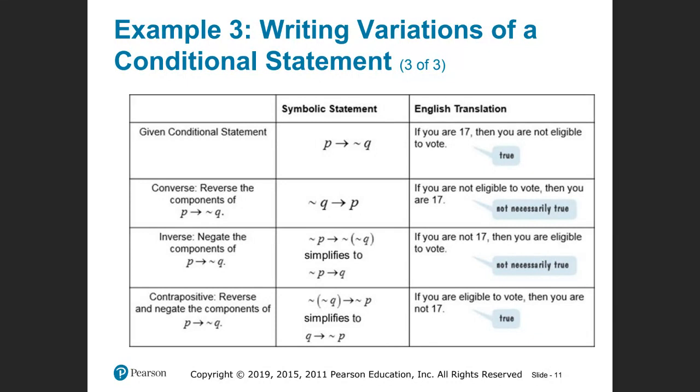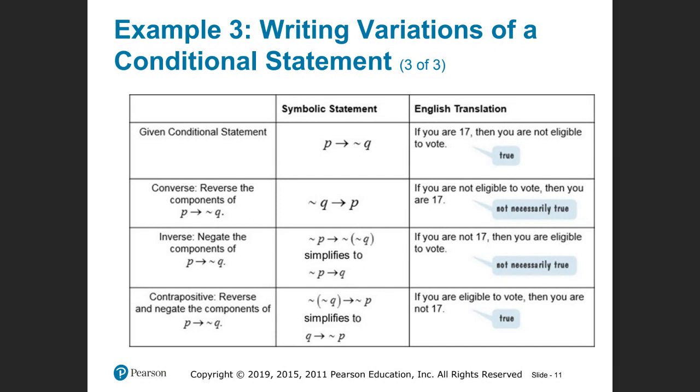The converse is where we reverse the components. So if not Q, then P. If you are not eligible to vote, then you are 17. This is not necessarily true. For the inverse, you negate the components. So we would have if not P, then not not Q, which simplifies to if not P, then Q. English translation, if you are not 17, then you are eligible to vote. This isn't necessarily true either, because you could be 16 and you would not be eligible to vote.